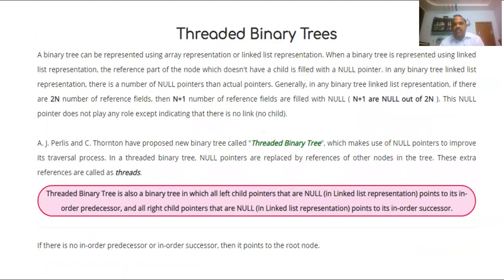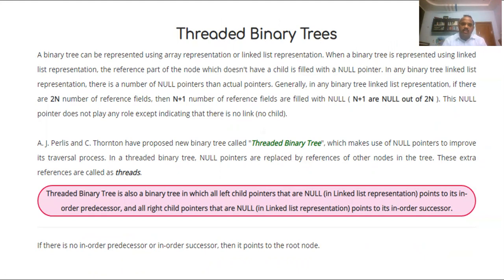Clear? A node which does not have a child is filled with a null pointer. In any binary tree linked list representation, there are more null pointers than actual pointers. Generally, if there are 2n reference fields, then n plus 1 reference fields are filled with null. Here n plus 1 are null out of 2n. This null pointer does not play any role except indicating that there is no link, no child.